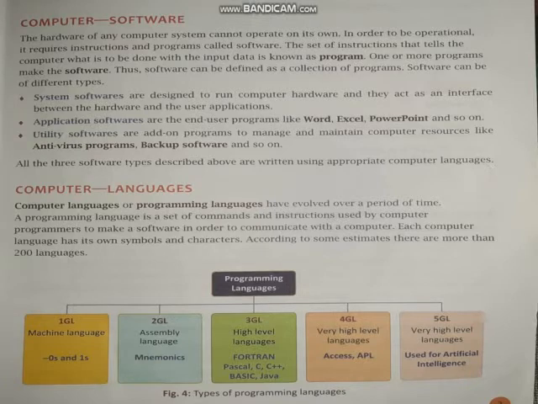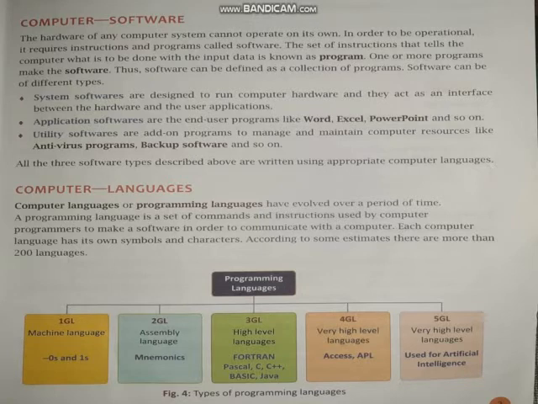Now let's see about computer languages. Computer languages or programming languages have evolved over a period of time. A programming language is a set of commands and instructions used by computer programmers to make software in order to communicate with a computer. Each computer language has its own symbols and characters. According to some estimates, there are more than 200 languages.